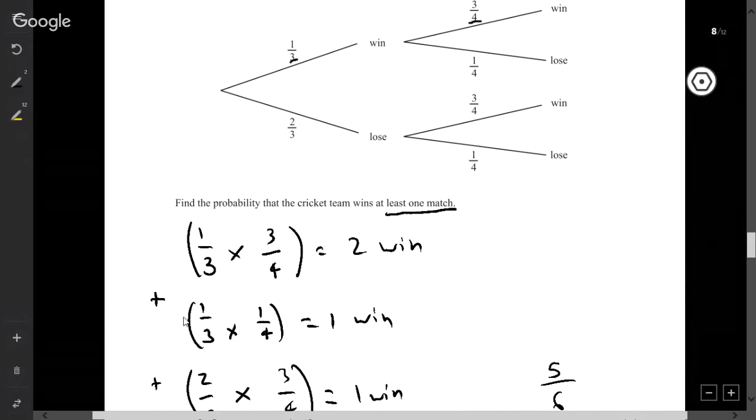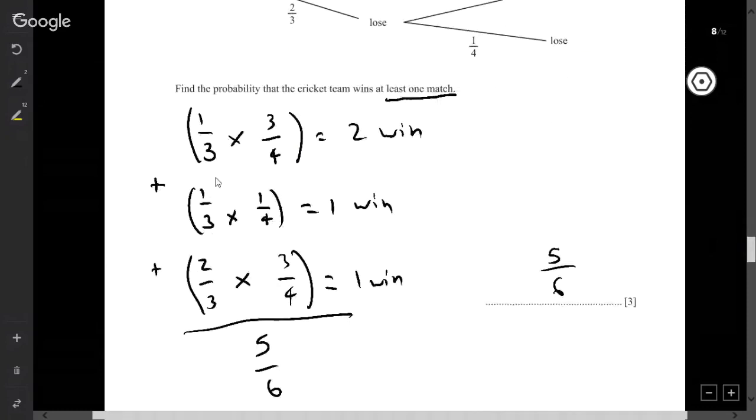That's 2 wins. The second is if they win their first game and they lose their second game. The probability of that is a third times a quarter. And then finally, they could lose their first game but win their second game. So that's 2 over 3 times 4 over 3. You can see I've written that down here. We add these 3 probabilities together to get the probability that they will win at least 1 match out of the 2, and we find that that probability is just 5 over 6.